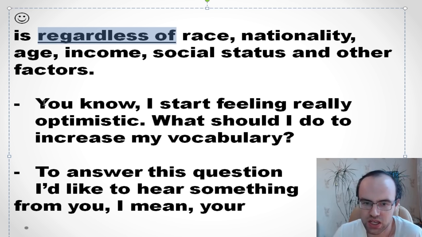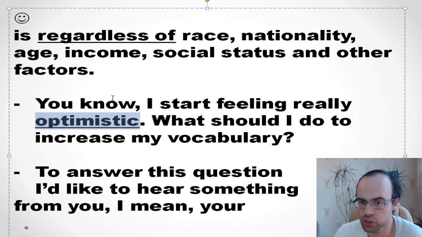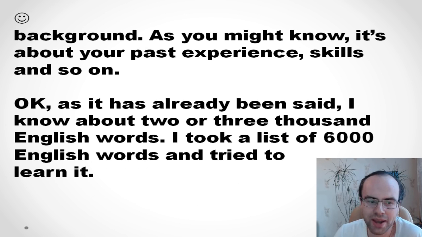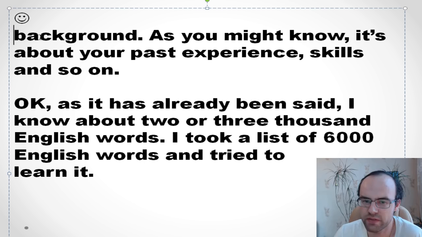Okay, good. So I start feeling really optimistic. Optimistic or positive, so you believe that you'll have a good future. What should I do to increase my vocabulary? What should I do to make my vocabulary larger? To answer this question, I'd like to hear something from you. Okay? I mean your background. Your background, a very nice word.